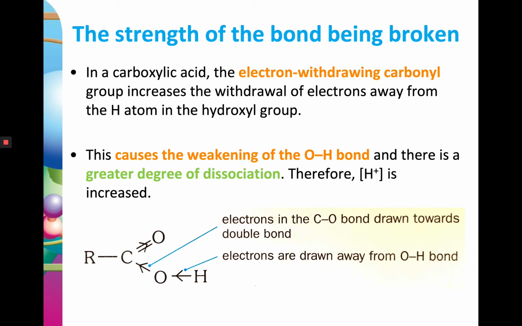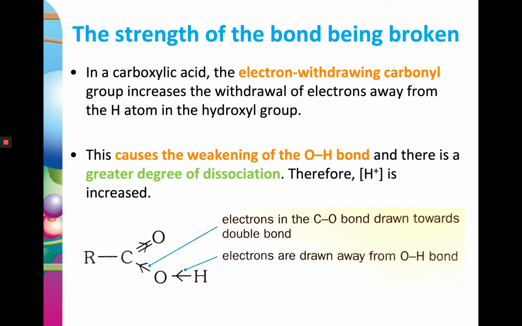So the key difference between an alcohol and a carboxylic acid is that we've got the carbonyl group in the carboxylic acid. That's electron withdrawing. It's going to weaken the OH bond, the bond that needs to break. So it's going to break more easily, so we're going to get a greater degree of dissociation, and an increase in H+ ions. And this was in the sample question, although it was about a different compound, or the comparison of two different compounds. It was focusing on electron withdrawal, the greater dissociation, and the weakening of that OH bond.